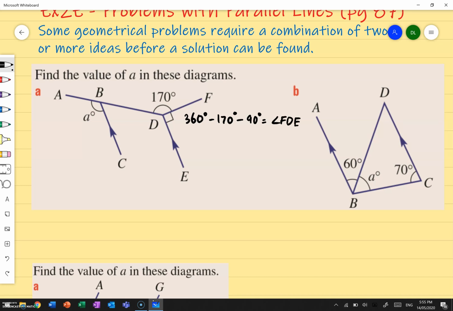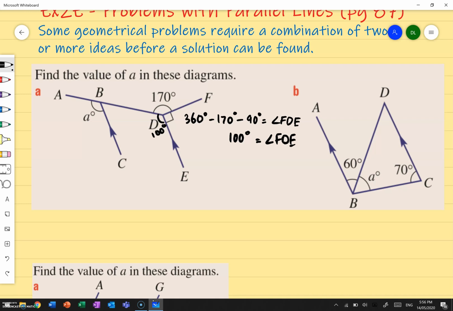So 360 minus 170 gives me 190. 190 take away 90 degrees gives me 100. So this one right here is 100 degrees, equal to FDE. So that one right there is 100 degrees. Awesome. Now we know that's 100 degrees.